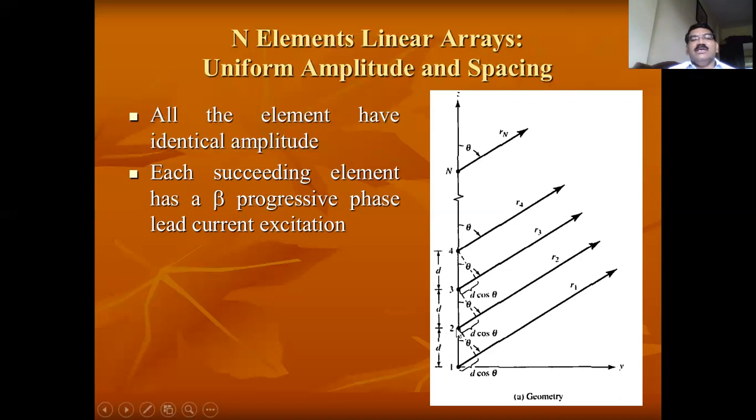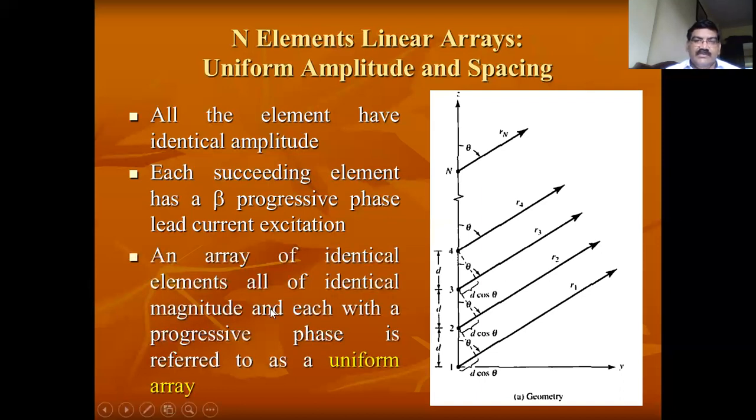If we consider 30 degrees, then element 1 is 0 degrees, element 2 is 30 degrees, element 3 is 60 degrees, then 90 degrees, and so on and so forth. This way the phase difference is there between each element. So this is constant but progressive, as I have given the example 30, 60, 90, and so on. This is the assumption of the design.